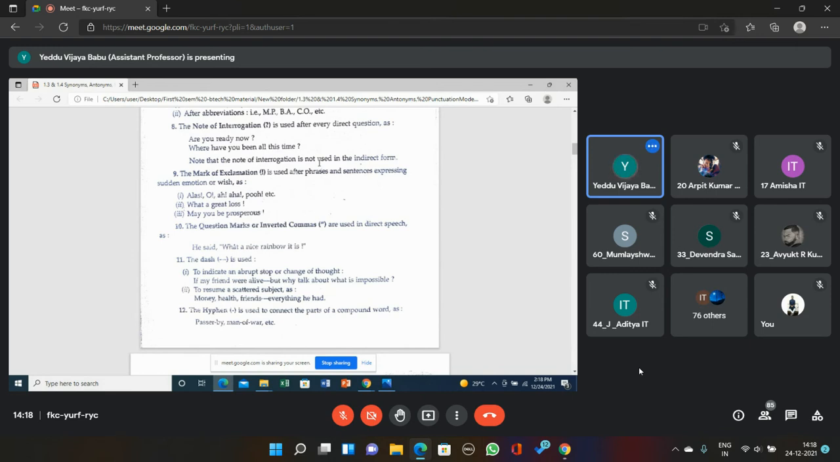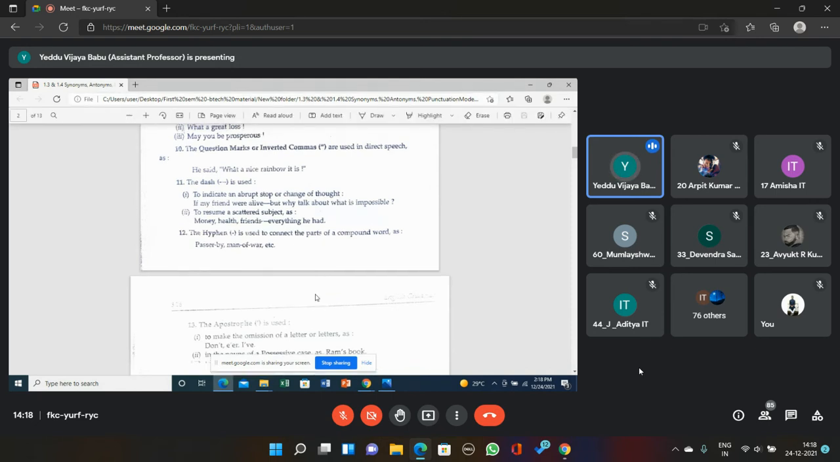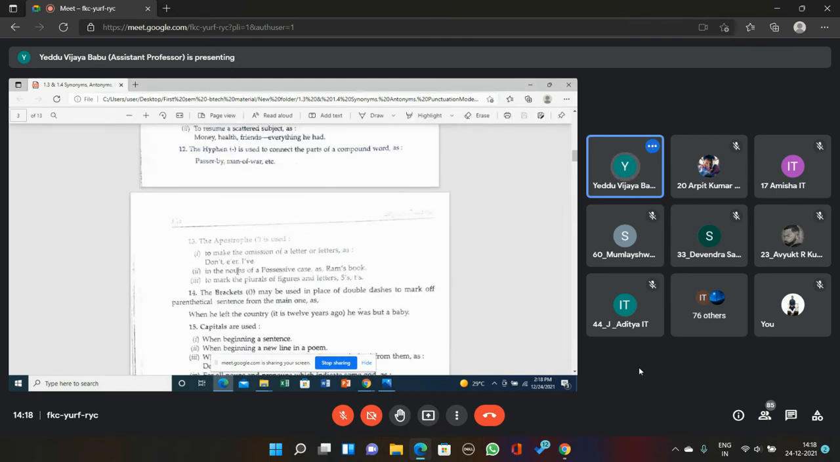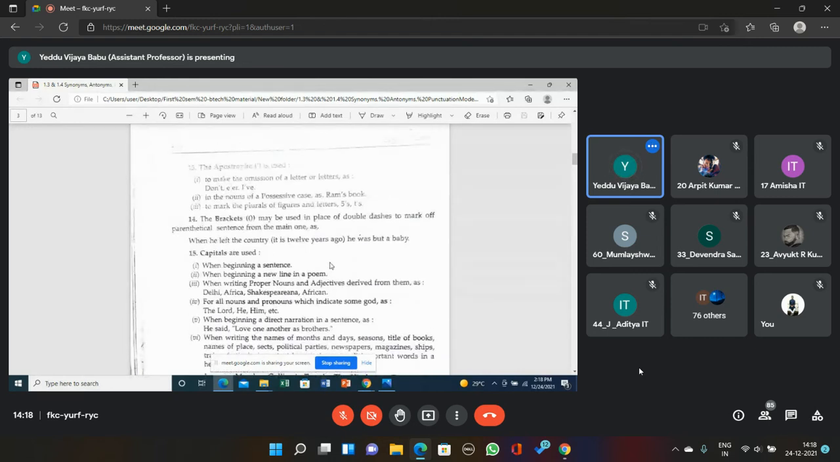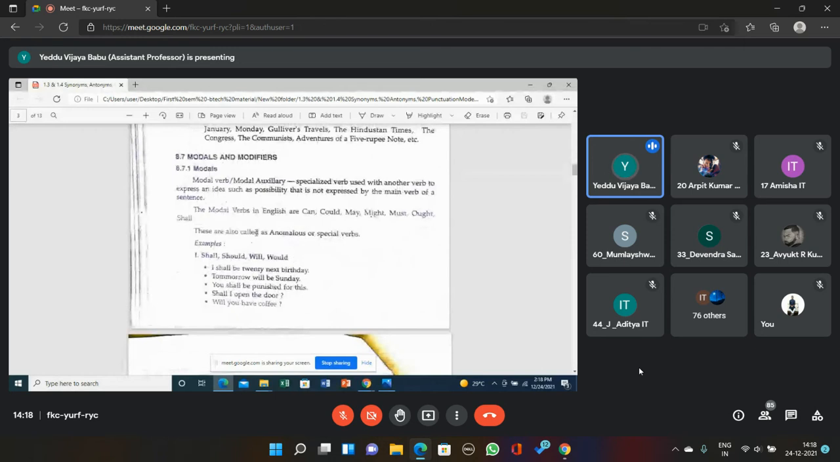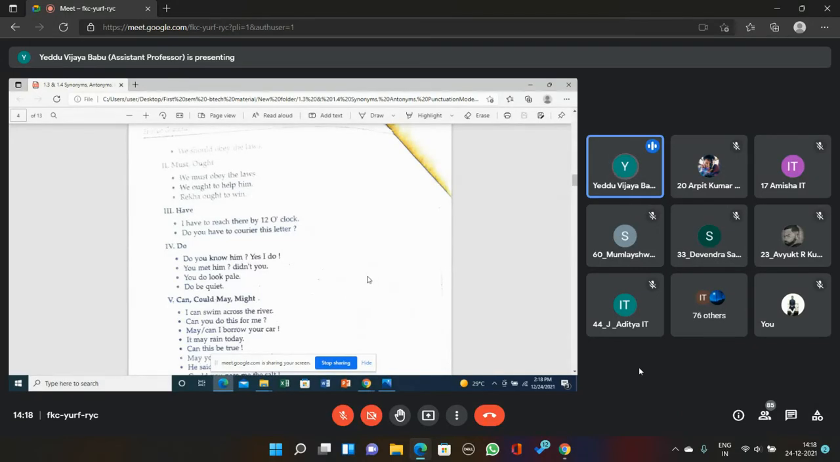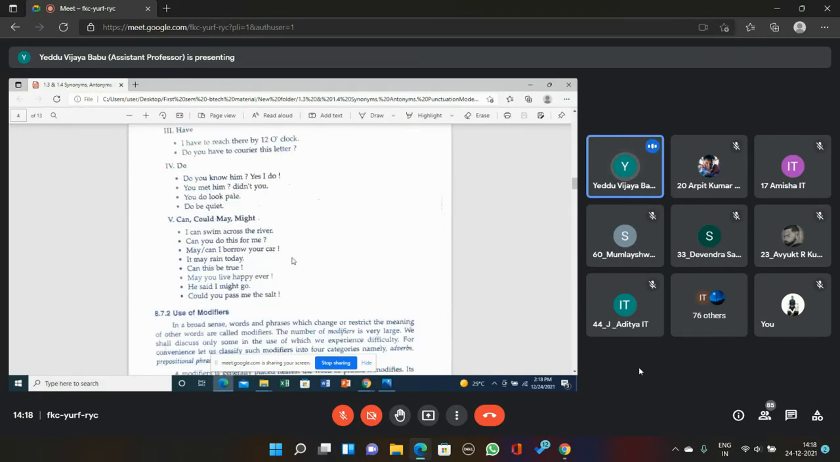Got it, students? The use of dash, the use of hyphen, the use of apostrophe, then brackets, capitals. Then you have some modal modifiers also given for you, like shall, will, should, would, just for addition, which are not exactly part of our study, but for the sake of knowledge.